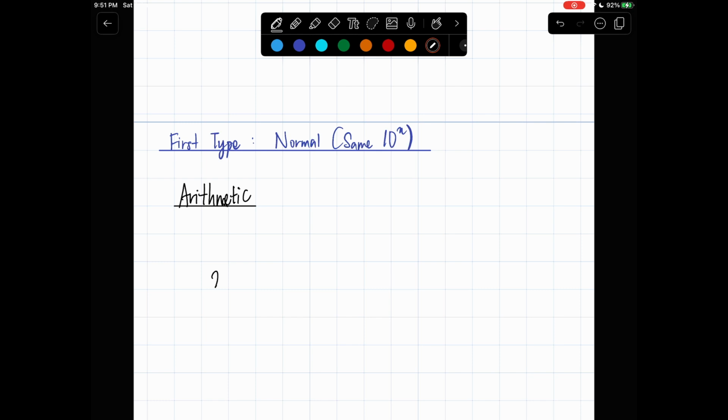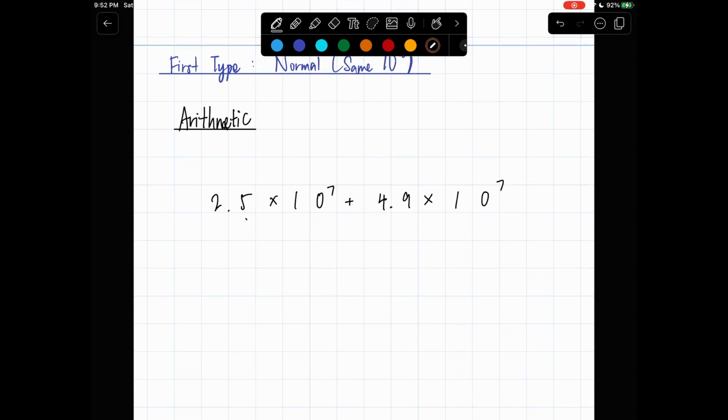For instance, you will have 2.5 times 10 to the power of 7 plus 4.9 times 10 to the power of 7. Since the power is the same, you do not have to worry about anything. You can just straight away go on with adding these two together. If you're wondering how come I can do this, it's because this follows the laws that you learned for algebra, which is you can factorize them. If you factorize 10 to the power of 7 out, you'll have 10 to the power of 7 outside times 2.5 plus 4.9. It's as simple as that. It's exactly the same concept.